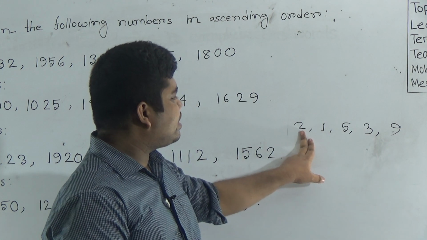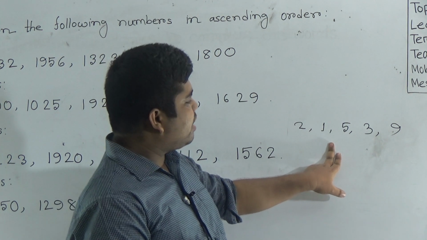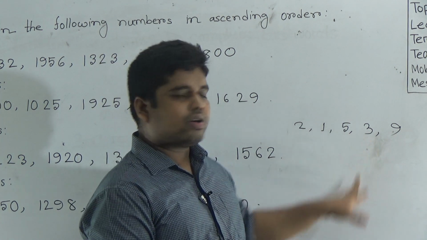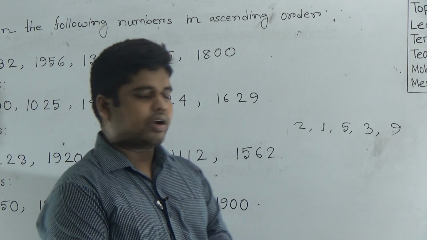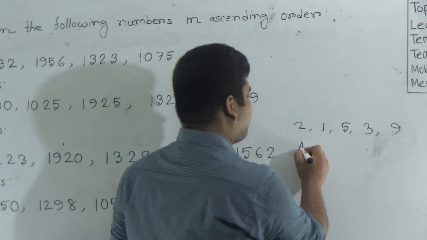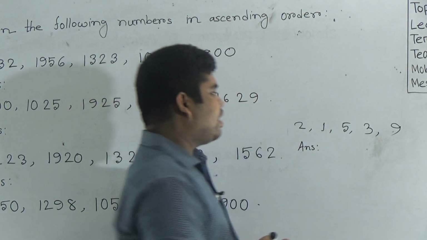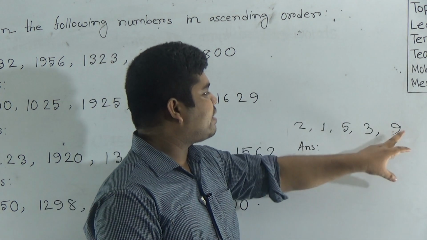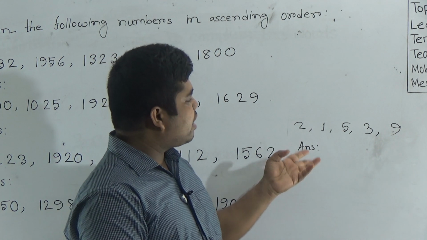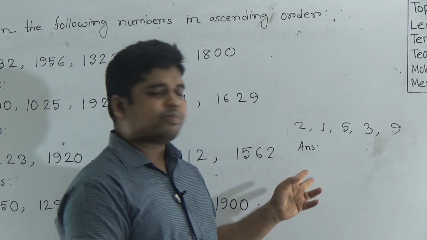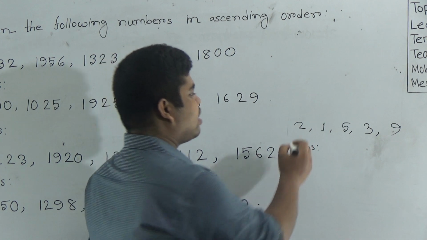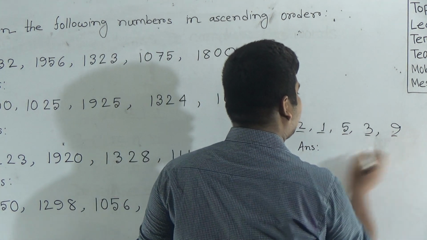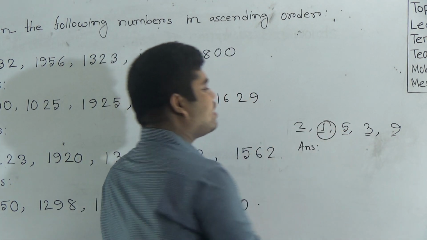That means 2 is greater than 1, and again 5 is greater than 3. So we arrange the numbers in ascending order. In order to do this, at first we find out which number is the smallest among the whole set. There are 5 numbers. Notice 2, 1, 5, 3, 9. Among these 5 numbers, 1 is the smallest number.